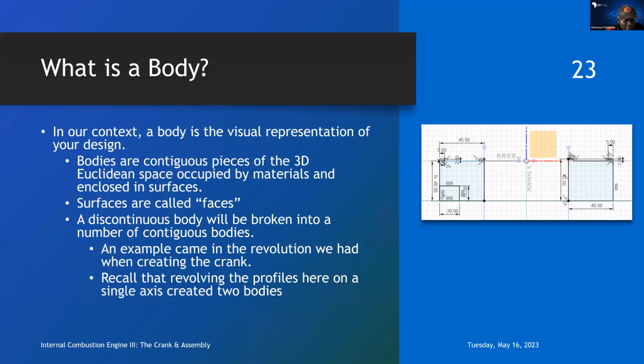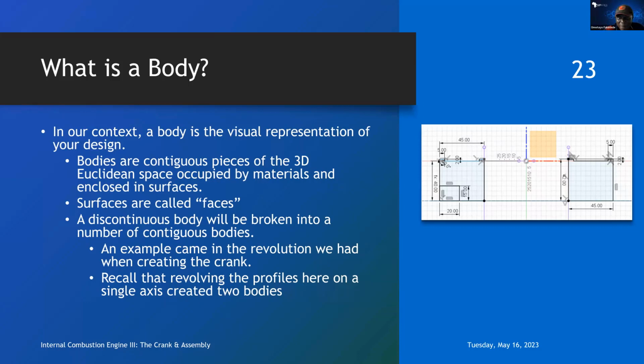What is a body? In our context, a body is the visual representation of your design. Mathematically, we say bodies are contiguous pieces of a three-dimensional Euclidean space occupied by materials and enclosed in surfaces. What you call surfaces in ordinary life, in Fusion 360, we call faces. So when Fusion 360 says faces, it means surfaces. A discontinuous body will be broken into a number of contiguous bodies. So a body must be a whole body without any space between them.